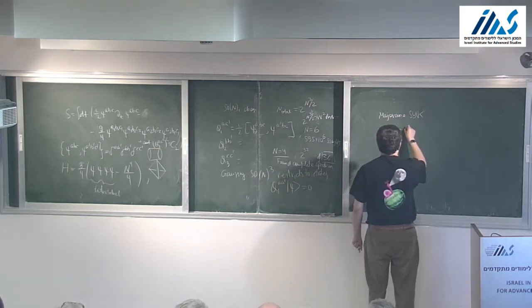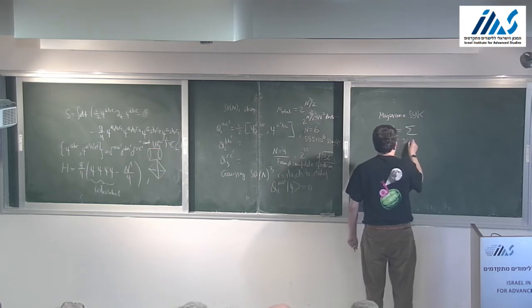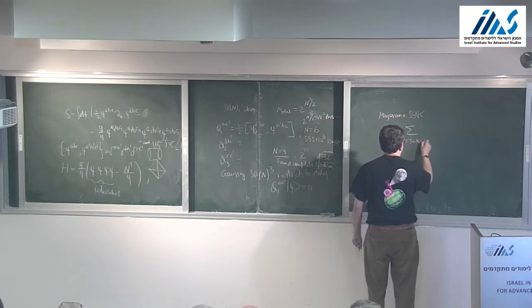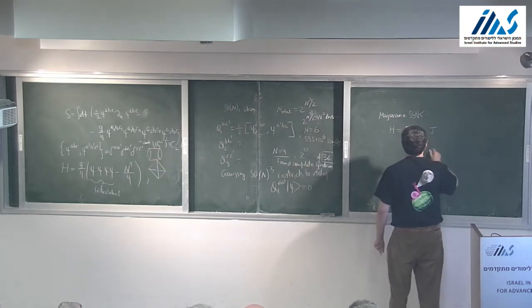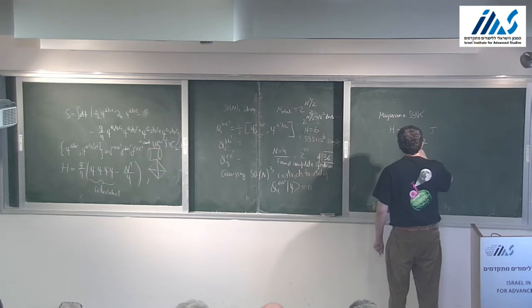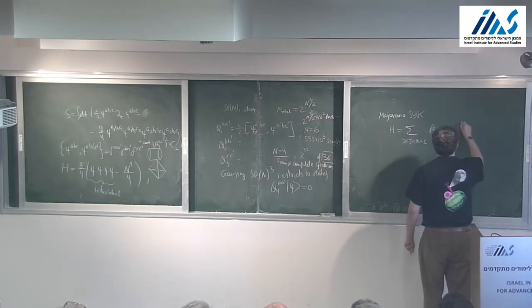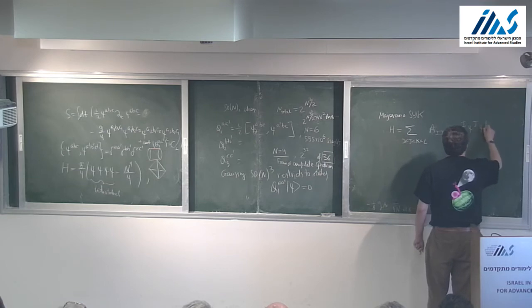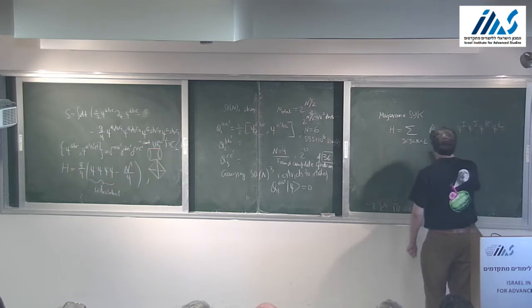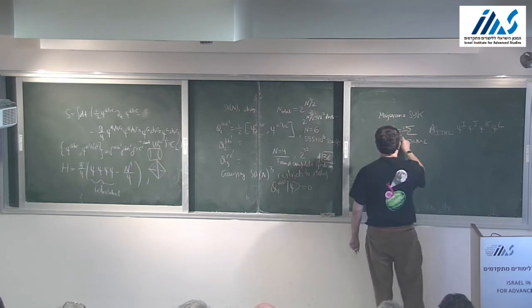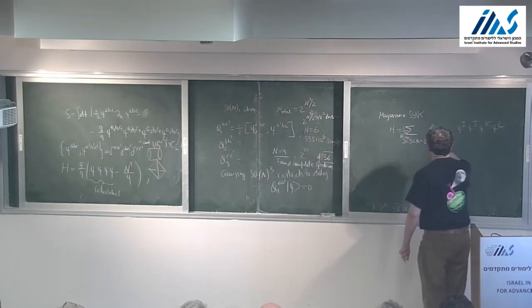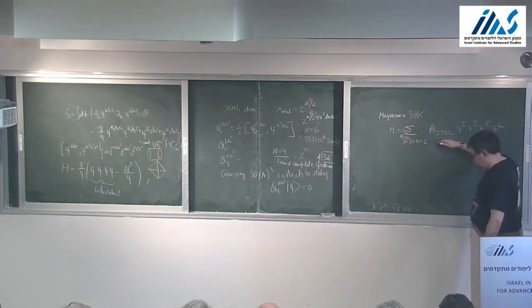It's basically a sum over i less than j less than k less than l. Let me call this A_ijkl, psi_i psi_j psi_k psi_l. And this is random, and here there is 1 over N^(3/2), where these A's are Gaussian random variables with variance of order 1.